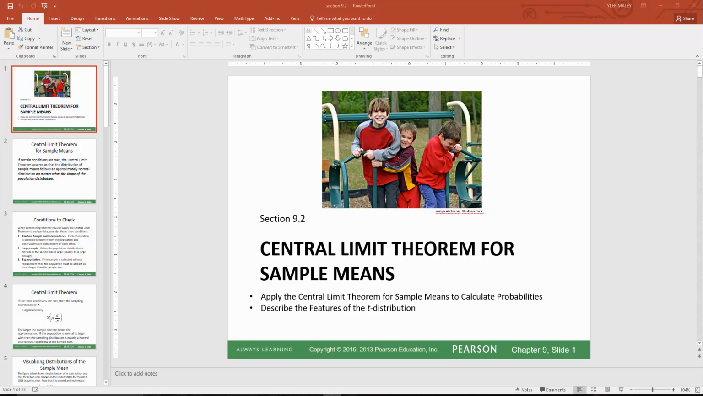All right, so section 9.2 is looking at the central limit theorem and how this applies to sample means. So we want to be able to apply the central limit theorem for sample means to calculate probabilities and also describe the features of the t-distribution.